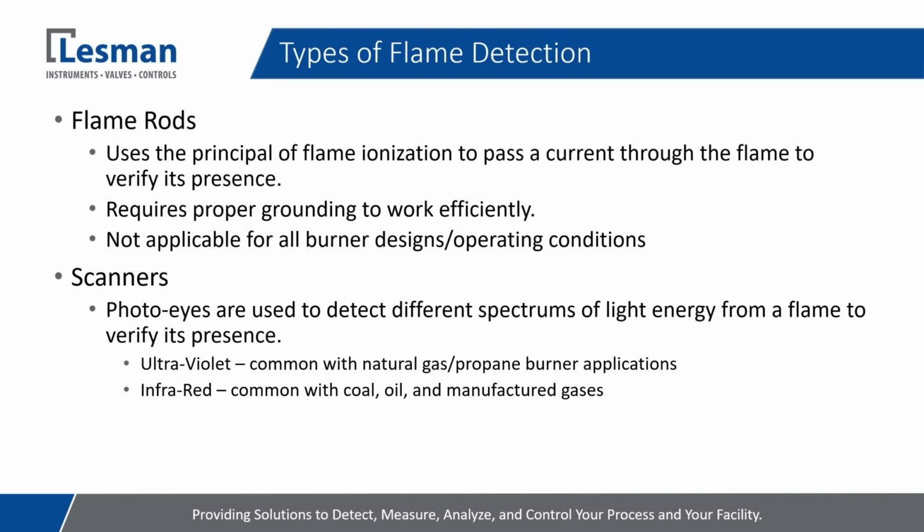So scanners are the other ones that we see. Typically, ultraviolet scanners are used for mainly natural gas, propane applications. We do see infrared applications for other types of fuels or other applications that prefer infrared. And ultimately, we're just getting a visual of that flame via the photo eye, and it's looking at that spectrum to verify the presence of flame.